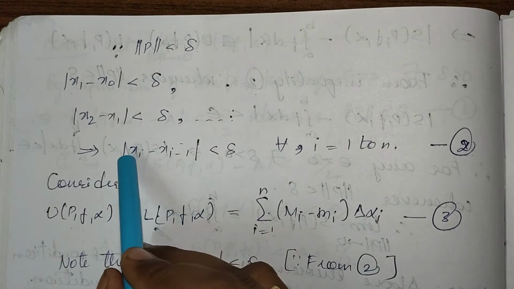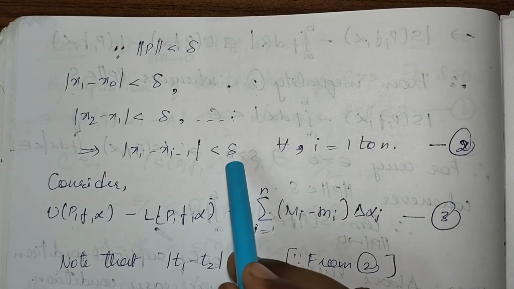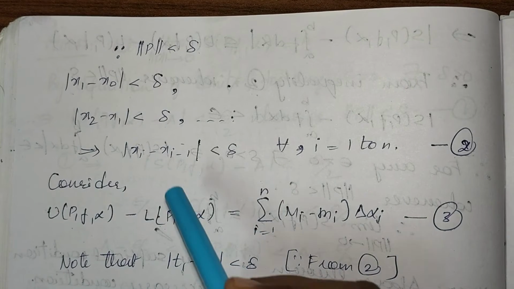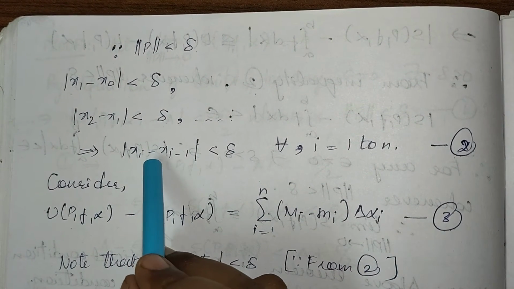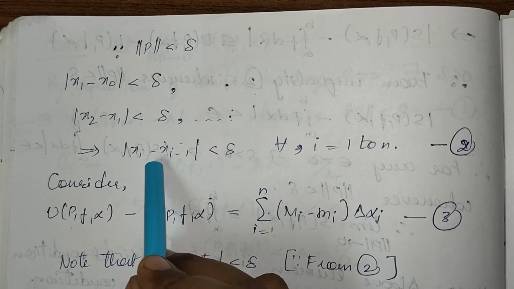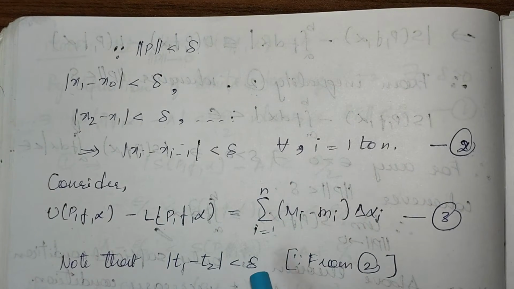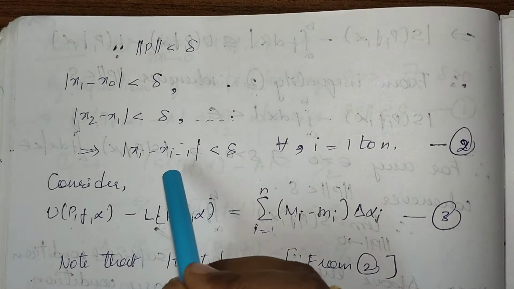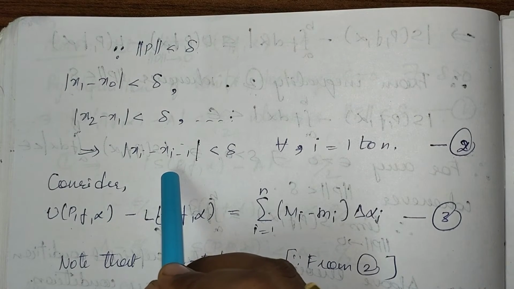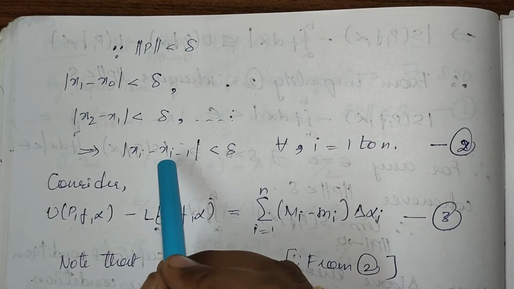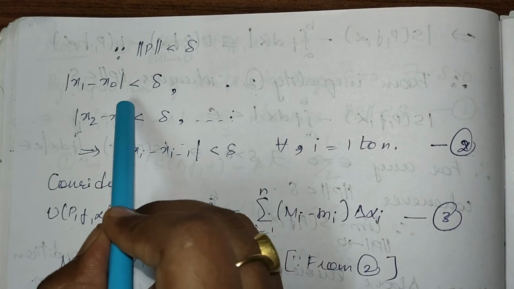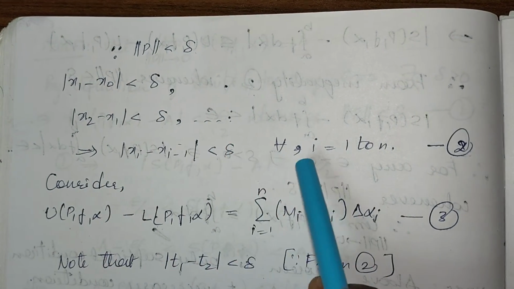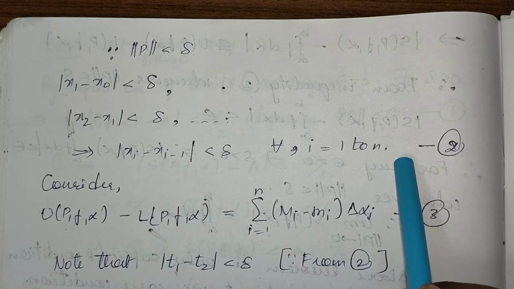So if the length between any two elements in this particular subinterval [x_{i-1}, x_i] is less than delta, the length between any two elements in this subinterval will also be less than delta. Not only that, it also holds for these intervals, as this is true for all i equal to 1 to n.